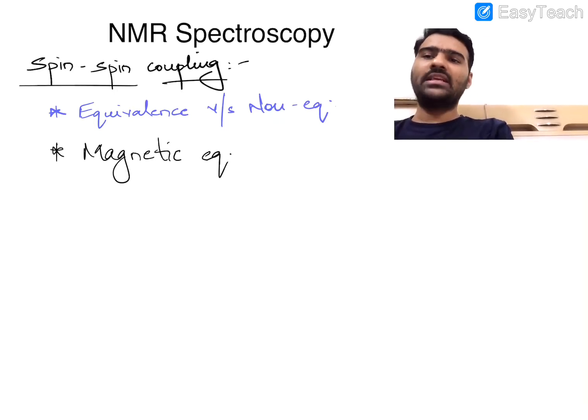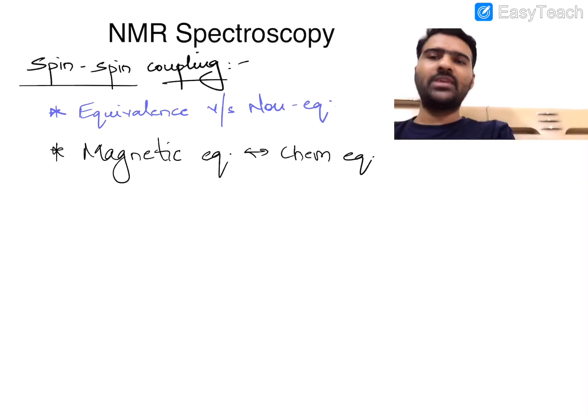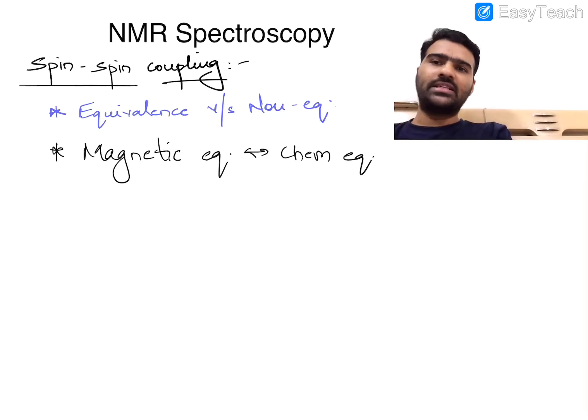All magnetically equivalent nuclei are also chemically equivalent, and chemical equivalence comes from distinguishing that particular nucleus or that group by using some chemical reagent. So if a reagent is unable to distinguish between two different sides of a molecule or two different substructures in the molecule, then you would call them as being chemically equivalent.